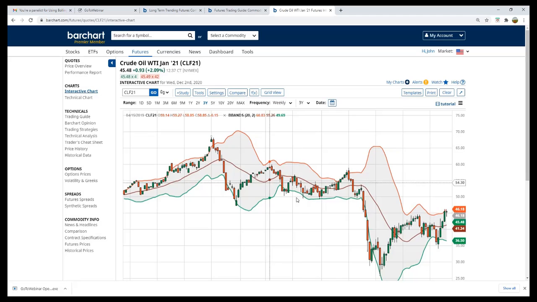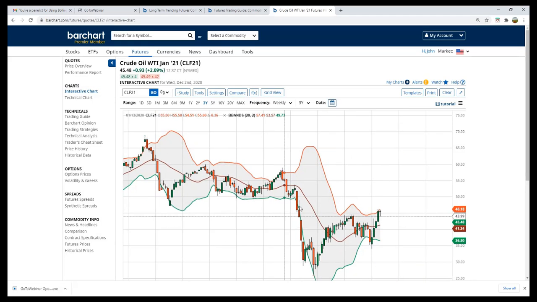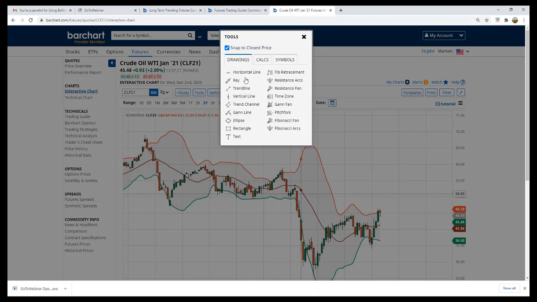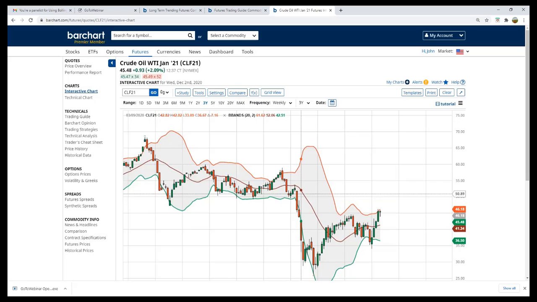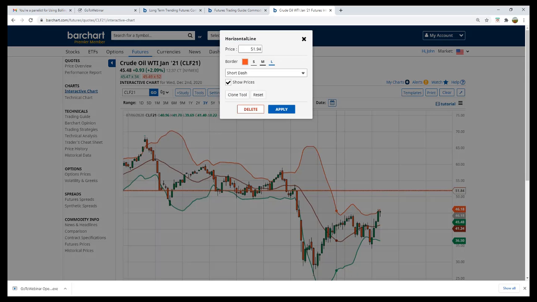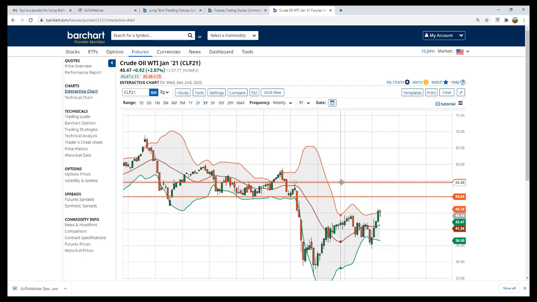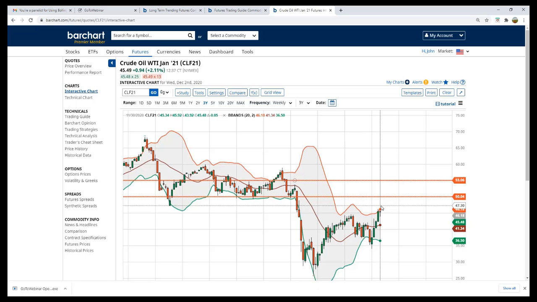And so what do we see? Well, first of all, I do see some targets here. So let's just draw one here, right about there. And let's draw another one a little bit higher up here, right? So there is room for this market to go higher.